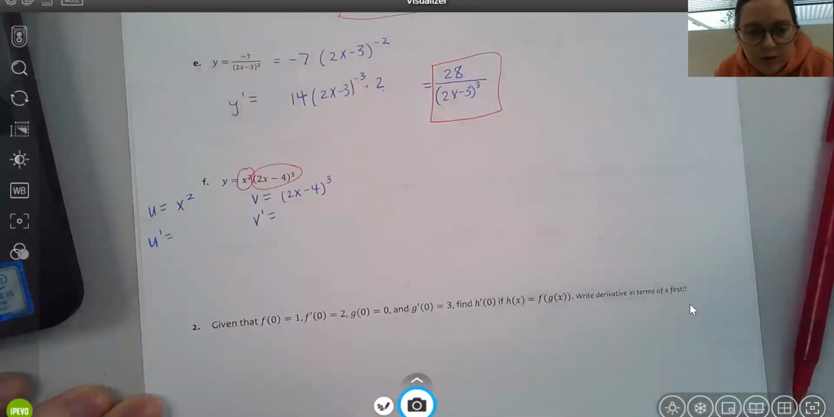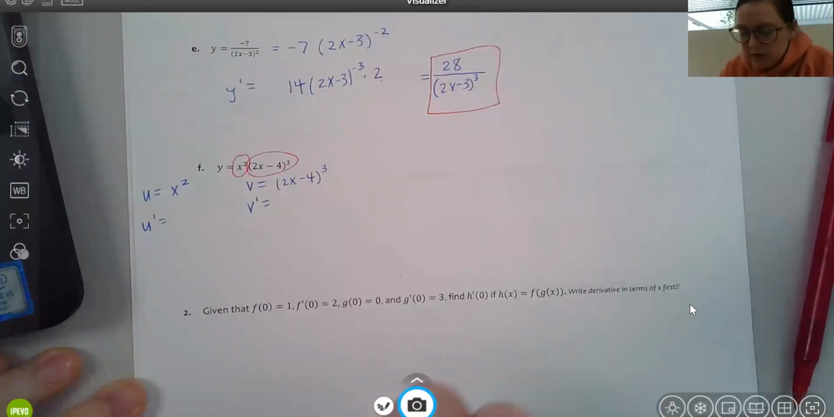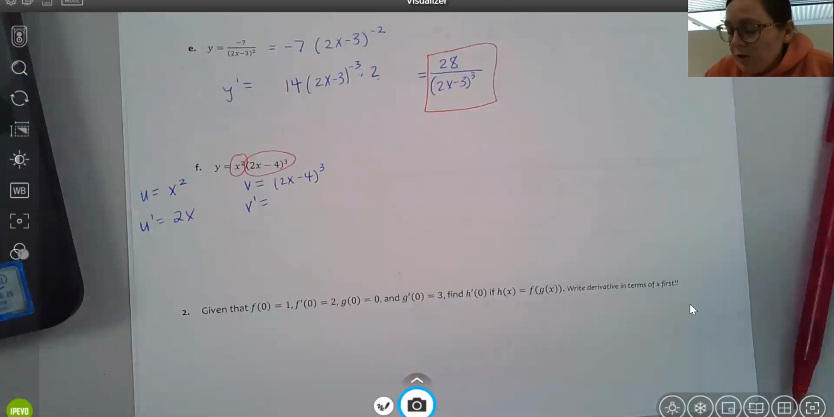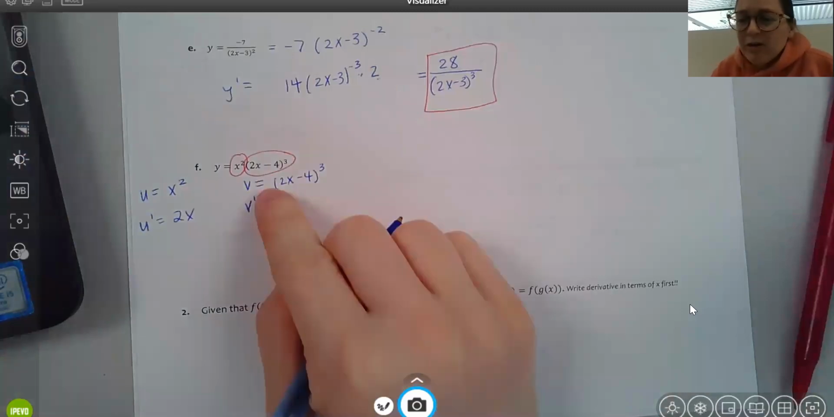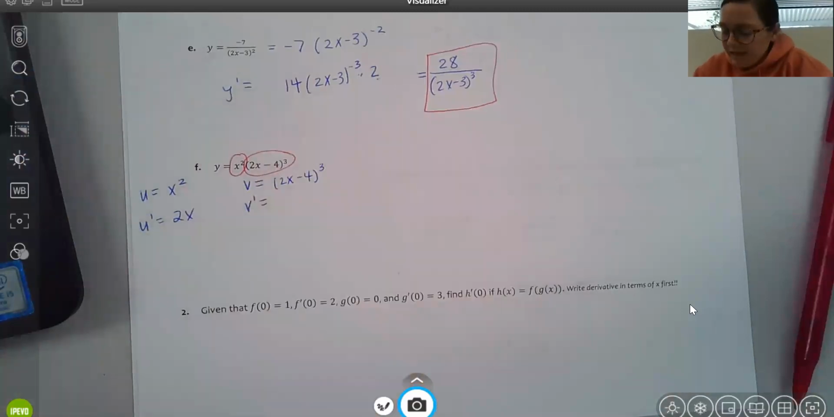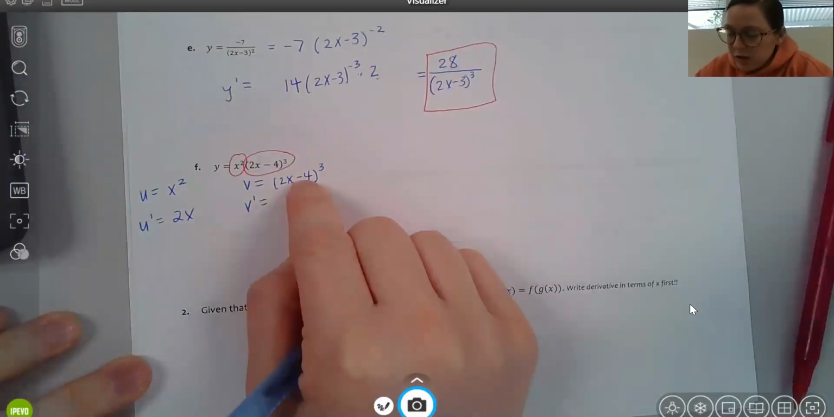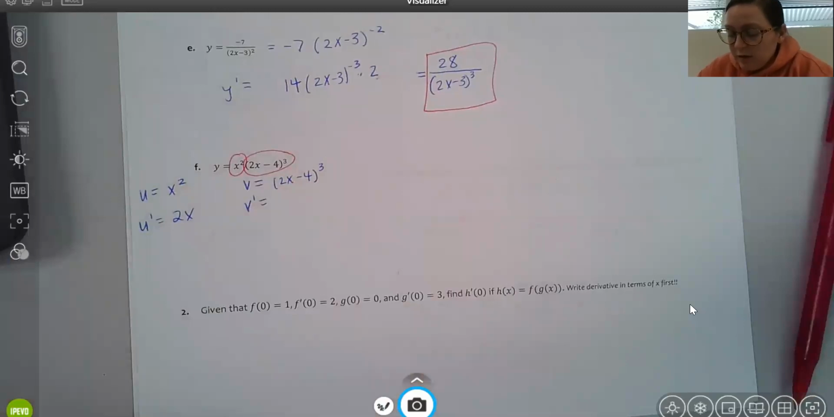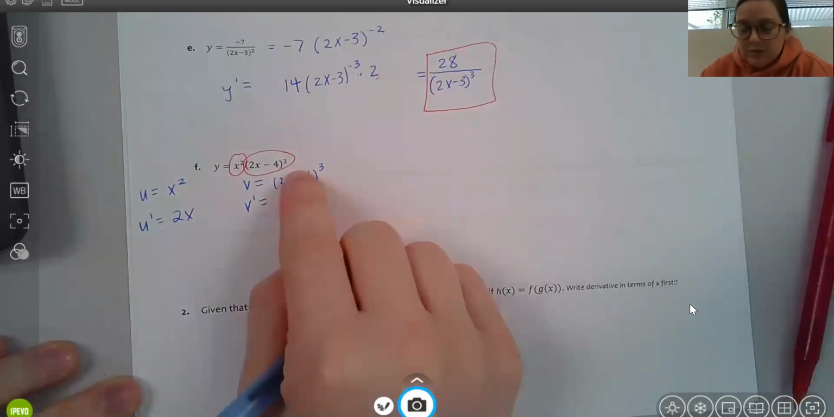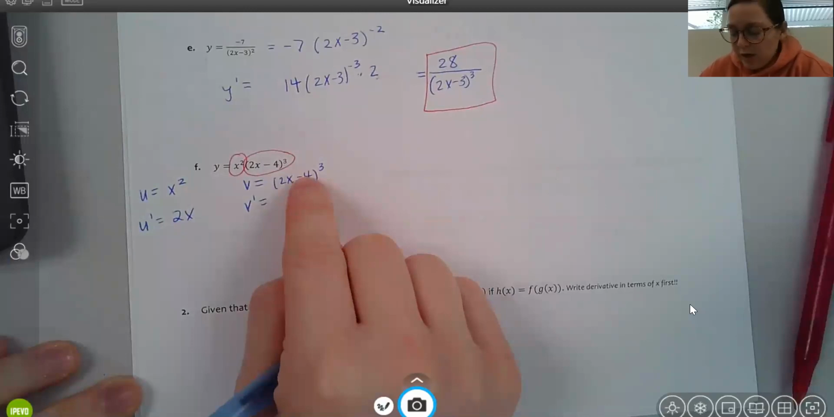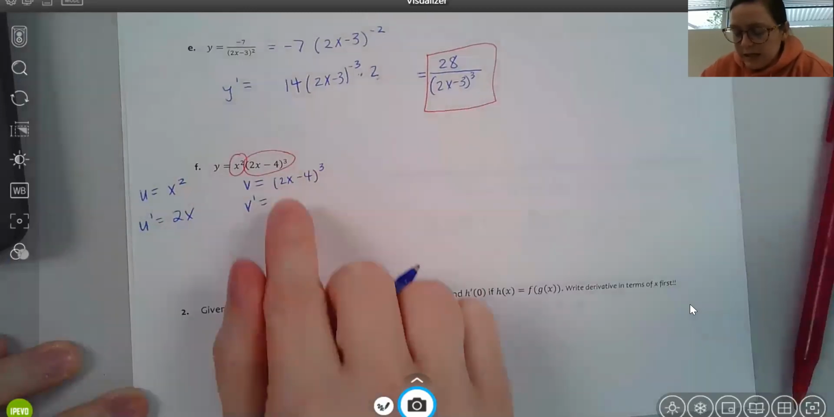Now, derivative of u is very straightforward, just 2x. Derivative of the v, so here, this is actually product rule and chain rule, because in this term, you've got a chain. You've got a function inside of a function. So now you're going to be taking the derivative of this using chain rule in order to then use product rule. So everyone just do the derivative of this to get v prime.